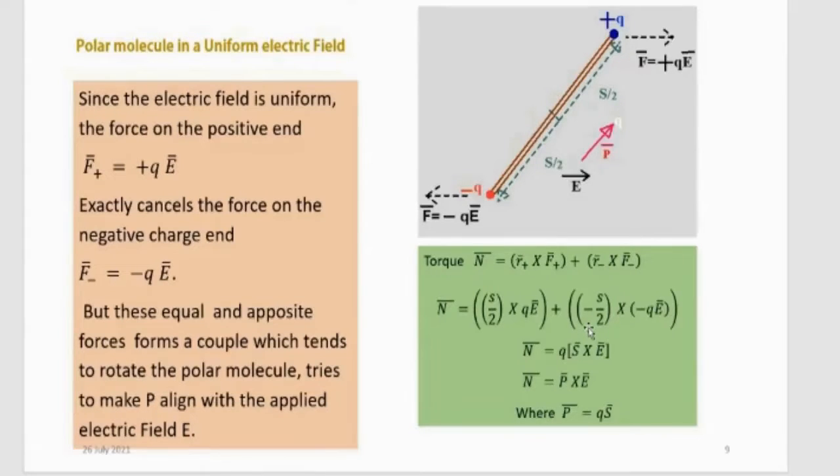Let us go ahead with the polar molecule. Now we are applying a uniform electric field to a polar molecule. The polar molecule itself has its own dipole moment p bar. In addition to that, we are keeping it in another electric field, which is uniform. So let us see how it reacts. We can see this particular diagram over here.